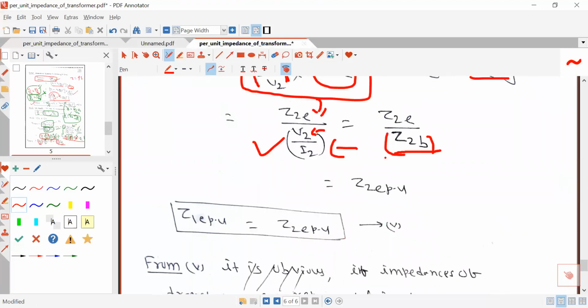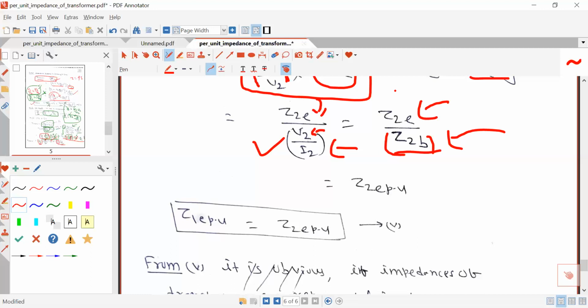So in place of this ratio V2 and I2, you can write Z2B, because V by I is the impedance, V2 is the secondary voltage, and I2 is the secondary current. This impedance is derived from the rating of the transformer. When you derive anything from the rating of the machine, that quantity can be taken as the base value. So for the secondary side, it will be the base value. And this is the actual value in ohm.